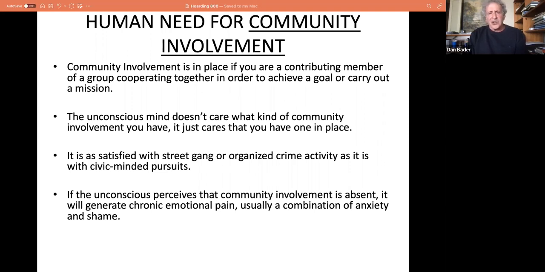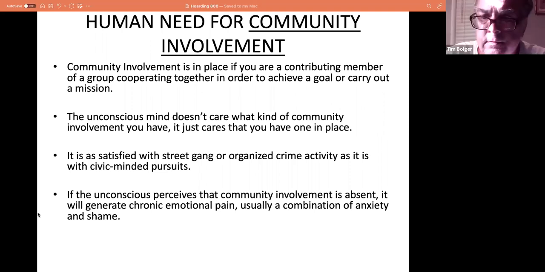The unconscious mind doesn't care what kind of community involvement you have. It just cares that you have one in place. It is as satisfied with street gang or organized crime activity as it is with civic-minded pursuits. Obviously, it's better to be involved with civic-minded pursuits, but the unconscious on this level doesn't really care. If the unconscious perceives that community involvement is absent, it will generate chronic emotional pain, usually a combination of anxiety and shame.